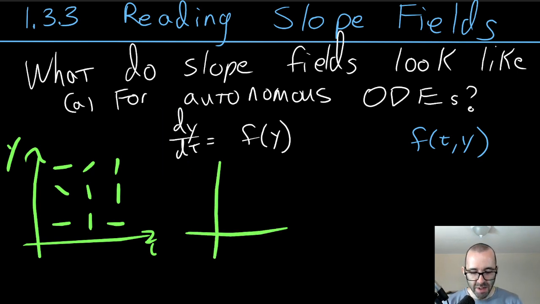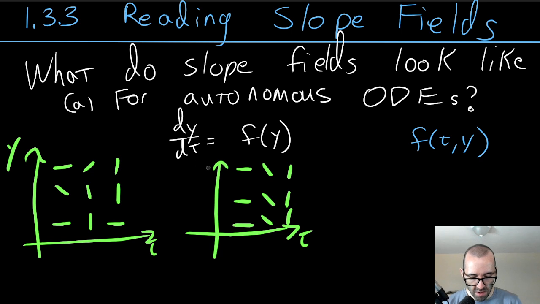Okay. What about this one? Is this autonomous? This looks better. But notice it's a little backwards. As I change t, the slope changes. As I change y, it doesn't. So this is not actually autonomous. This is kind of like the reverse of autonomous, which we'll talk about soon, but not in this section so much. So it's not this one either.